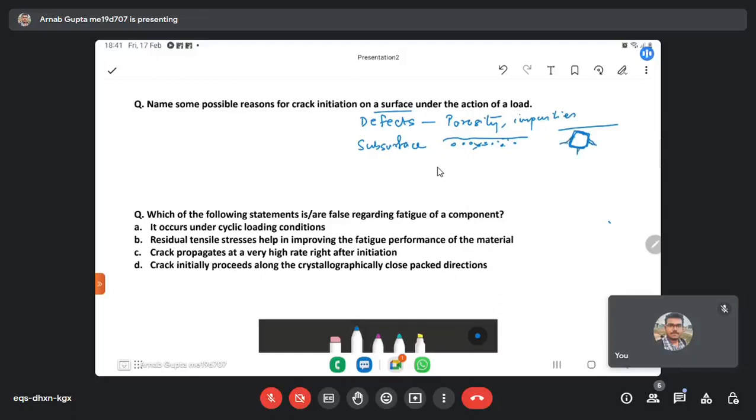Then some dislocations can be present. Defects and dislocations, we can put them under the same category. And yeah, apart from this, from the geometrical point of view, can you name a few causes of this crack initiation from the point of view of design? So these are metallurgical things, right?